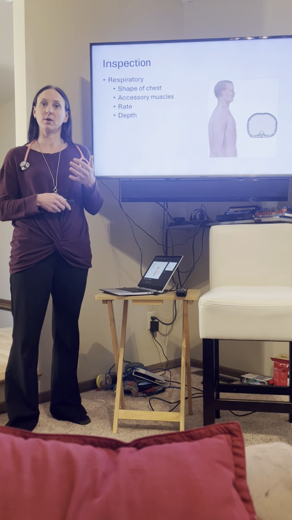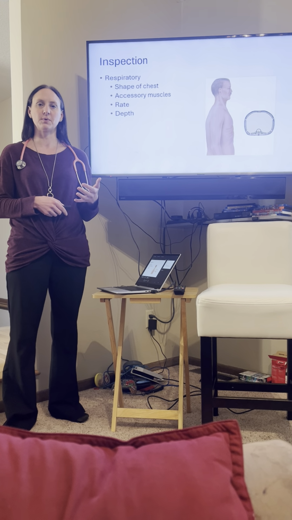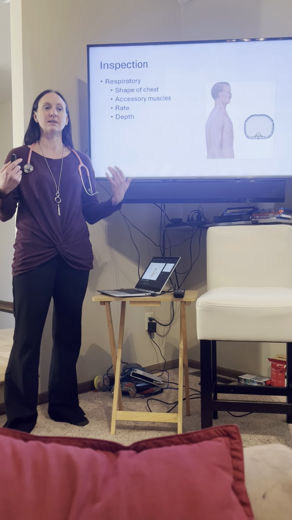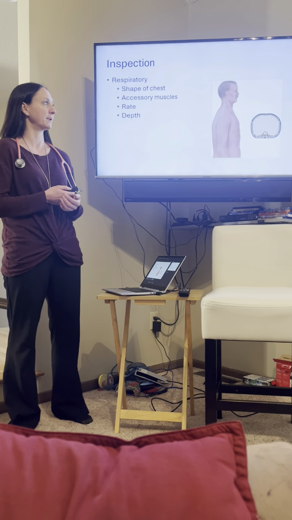Then we're going to look more closely at inspection in terms of our respiratory status. So what is their rate and their depth of breathing? Are they having retractions? Are they using accessory muscles? Maybe they have a much rounder chest or barrel chest, and that's going to signify some air trapping, like what we talked about last week when we talked about emphysema.